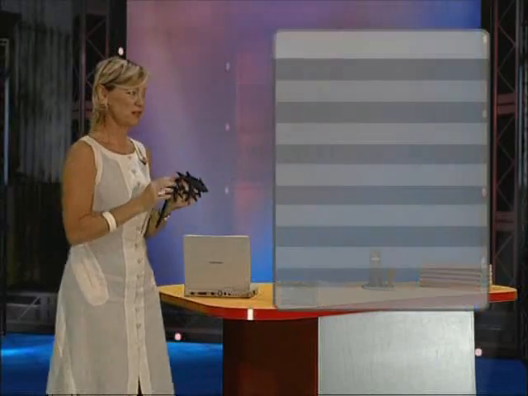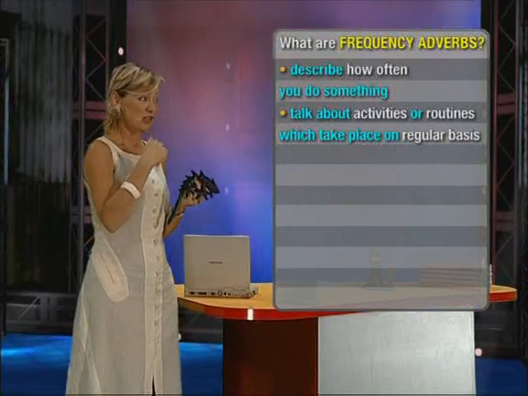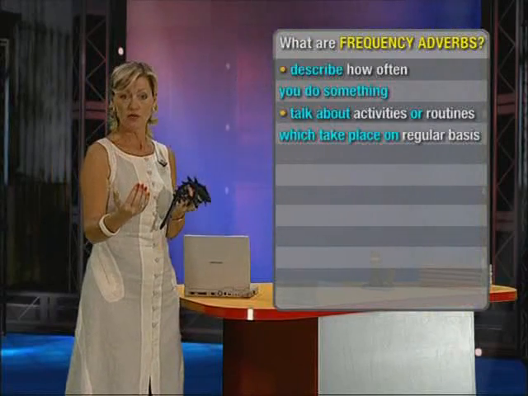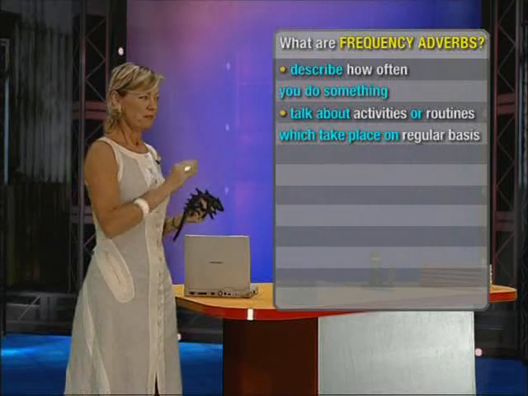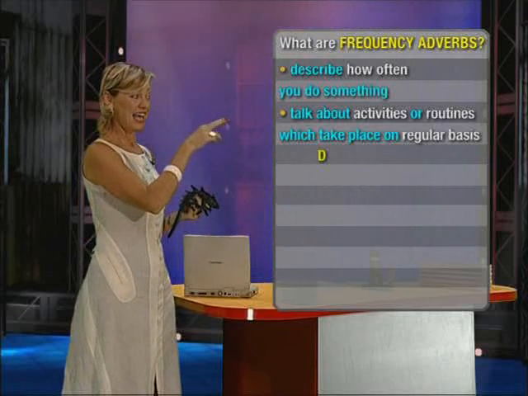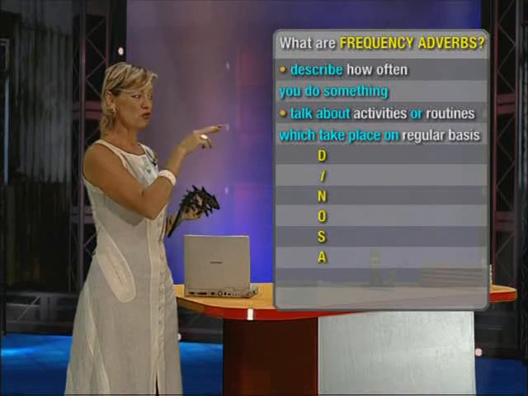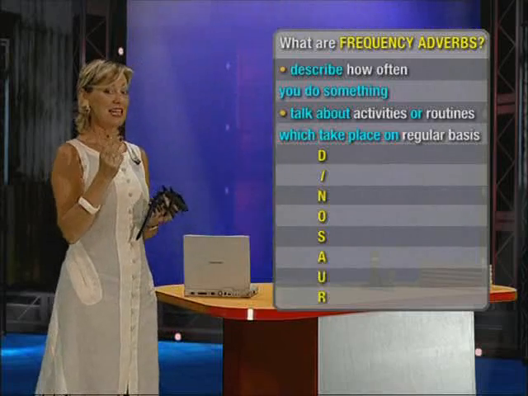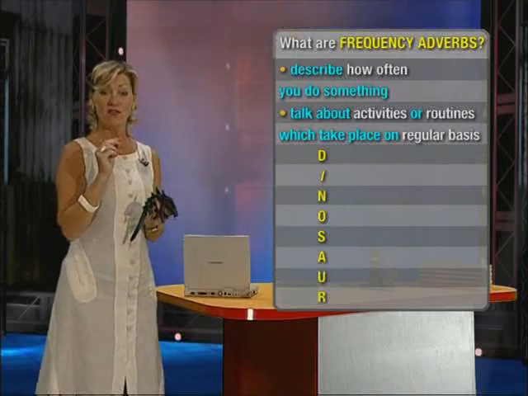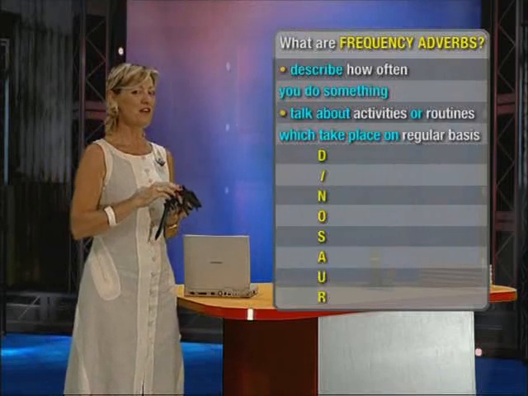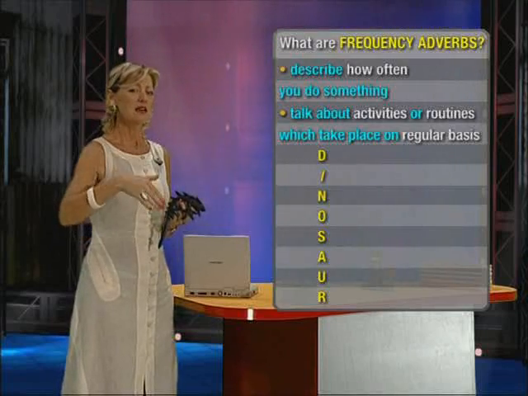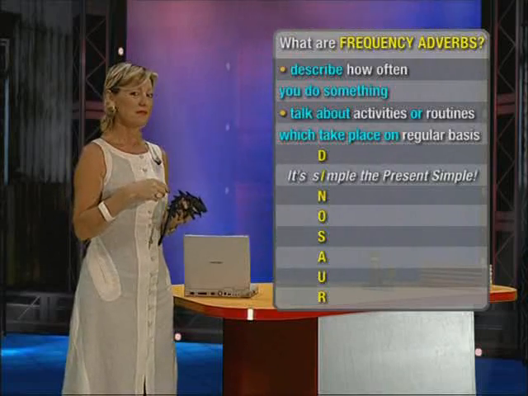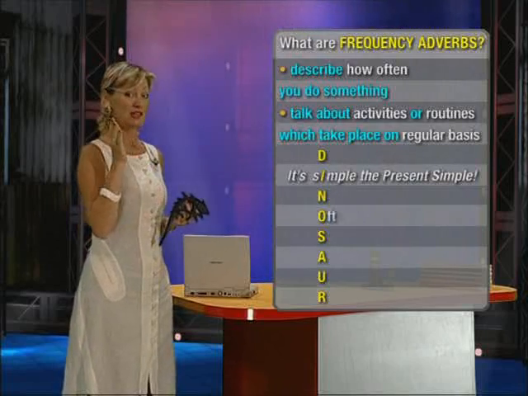Well, look at the screen. Now, we're talking about adverbs of frequency, things which describe how often you do something, like habitual actions. Dinosaur. Look at the screen. We have D-I-N-O-S-A-U-R. Now, these letters represent a frequency adverb. Let's see if you can find them. What do you think O is? When you do something a lot. Yeah, often. O is often.